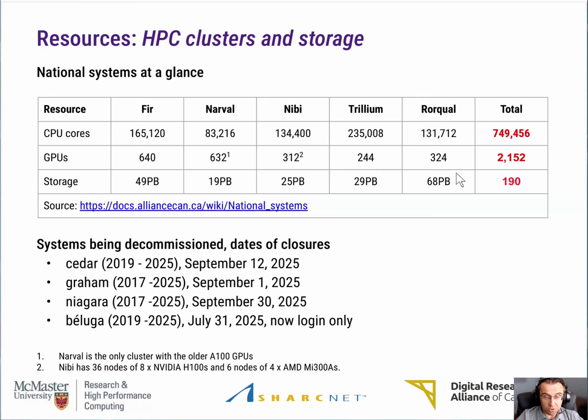In terms of storage, the total storage across the 5 national sites is approaching 20 petabytes. And just as a historical reference, the 4 systems which were decommissioned earlier this year were Cedar, Graham, which was operated by Sharcnet, Niagara, and Beluga. Beluga is the only one which you can still log into, but only to the login node; compute nodes were decommissioned.